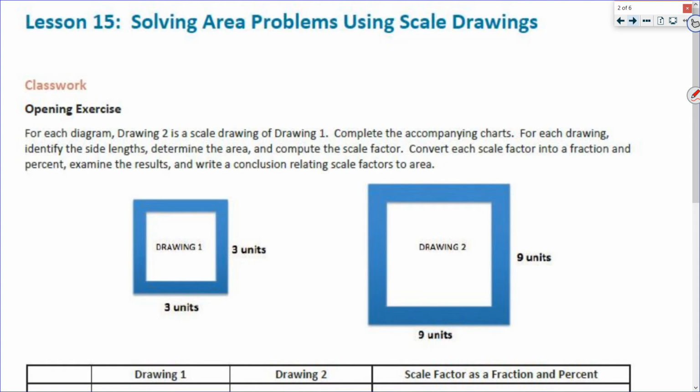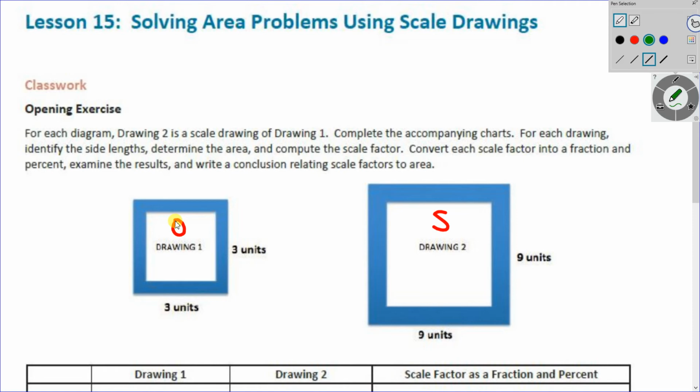So, opening exercise. For each diagram, drawing 2 is a scale drawing of drawing 1. So drawing 2 is the scale drawing of drawing 1. So that means drawing 1's the original, drawing 2 is the scale. So complete the accompanying charts. For each drawing, identify the side lengths, determine the area, and compute the scale factor. Convert each scale factor into a fraction and percent, examine the results, and write a conclusion relating scale factors to area. So obviously you can tell that we're going to be working with scale factors, and we're looking at area.